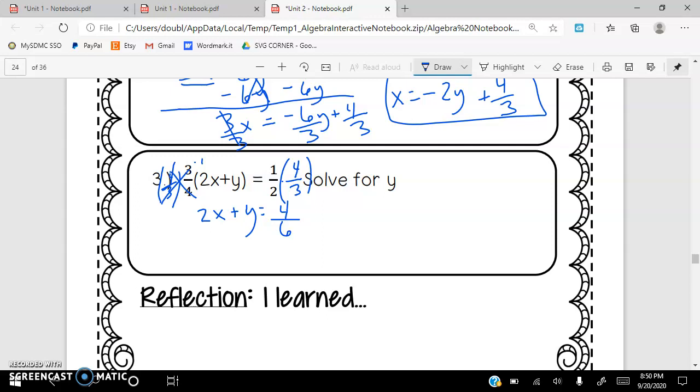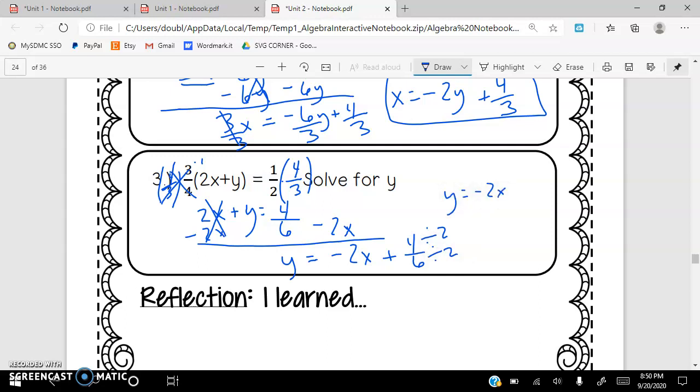So we need to solve for y. So all we need to do is subtract this 2x from both sides. This cancels out, leaving us with y equals negative 2x plus 4 over 6. And 4 over 6 can be simplified because you can divide 2 into both of these. So y equals negative 2x, 4 divided by 2 is 2, and 6 divided by 2 is 3.